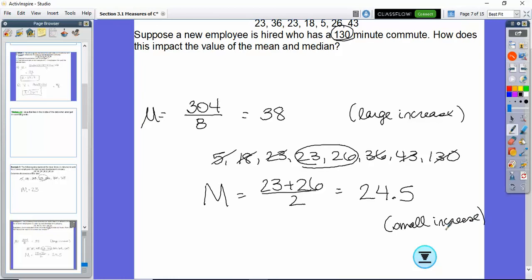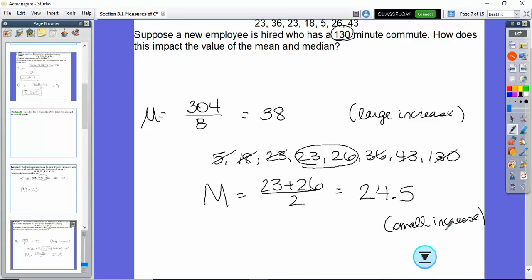Okay. So this kind of illustrates the point. We'll talk about when is the mean better and when is the median better. And it has to do with points like the 130. That's called an outlier because it's way different than all the other points. So if we have these extreme values, something that's way bigger or way smaller than all the other points, the median is going to be more accurate.